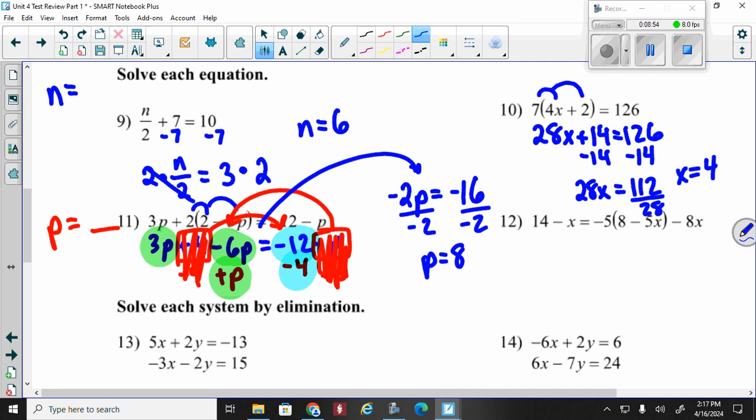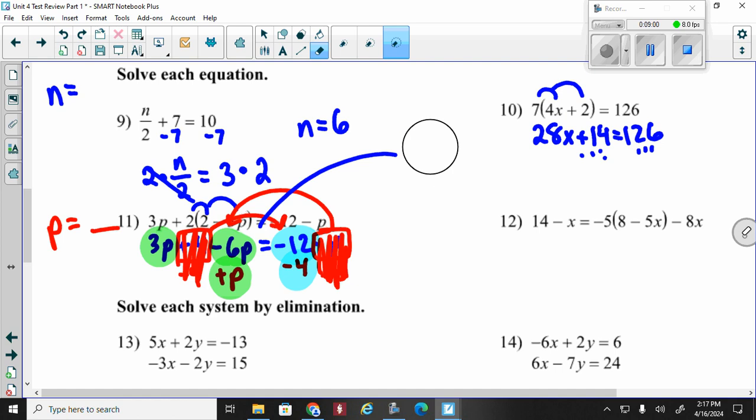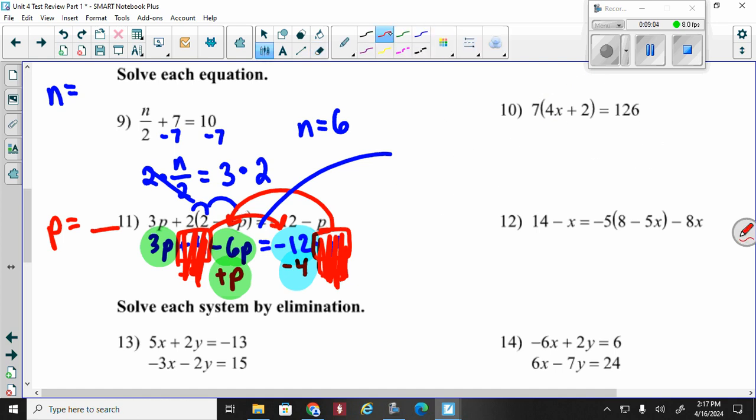All right. So same concept for question number 12. Let me clean this up a little bit. And of course, if you need to see the work, just review the video again or rewind. Again, parenthesis, got to distribute it. So that's 14 minus x is equal to negative 40 plus 25x minus 8x.